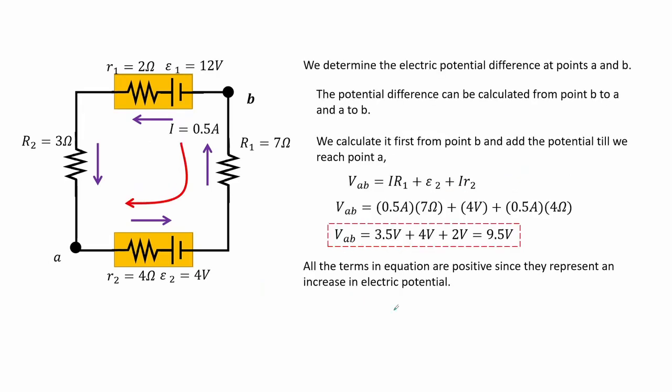We determine the electric potential difference at points A and B. The potential difference can be calculated from point B to A and A to B. We calculate it first from point B and add the potential till we reach point A. We see that it is 9.5 volts. All the terms in the equation are positive since they represent an increase in electric potential.